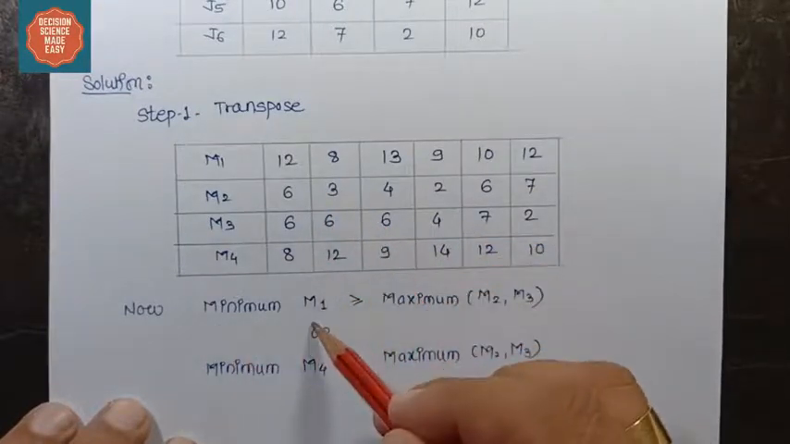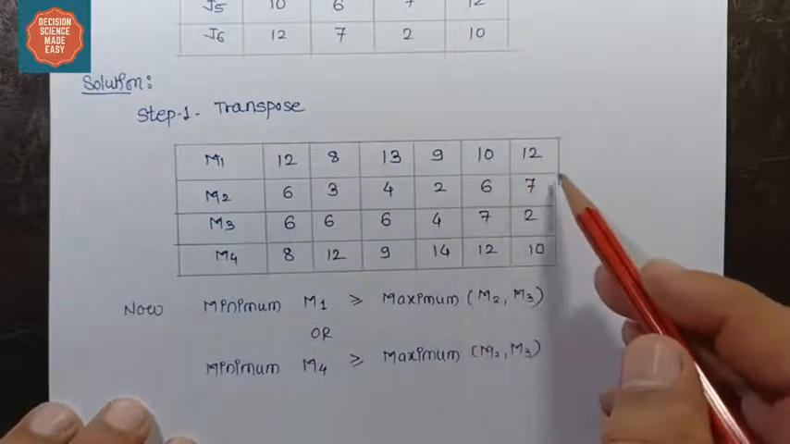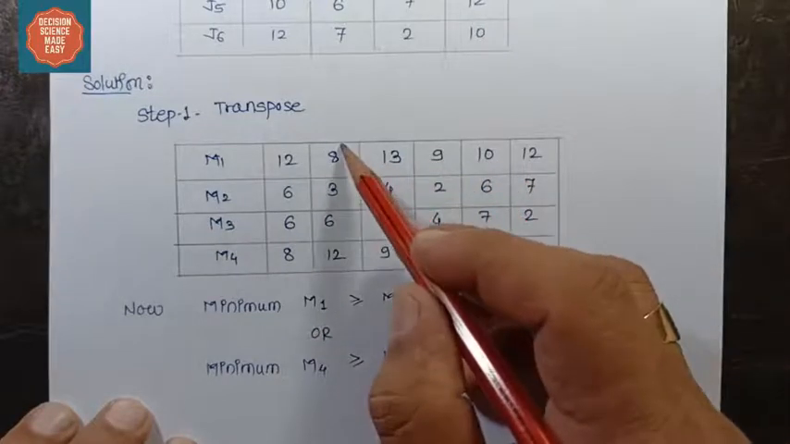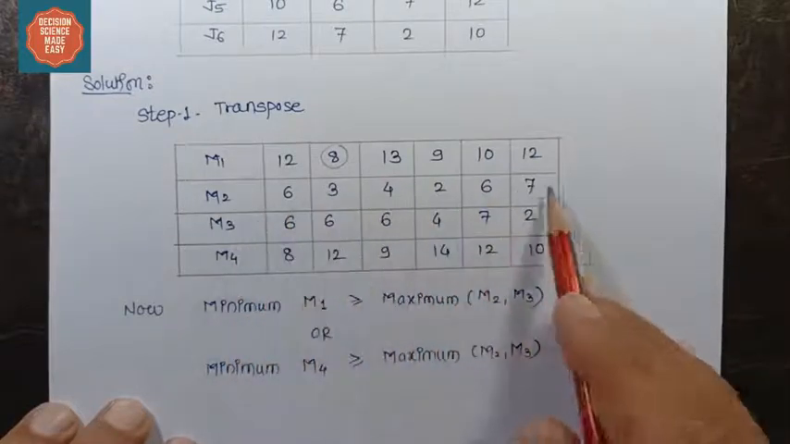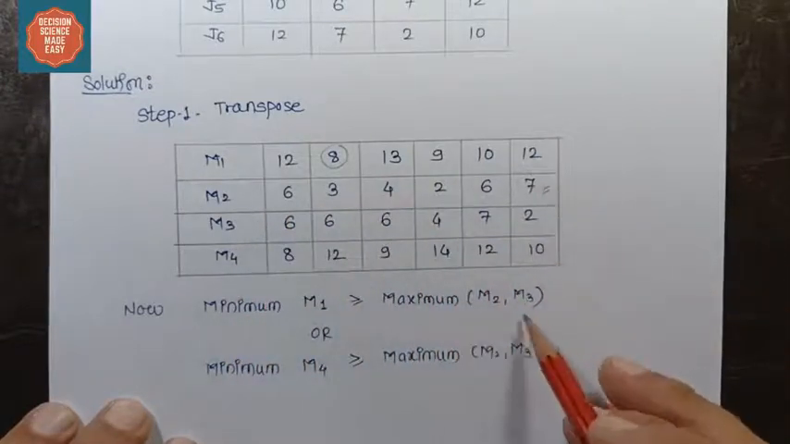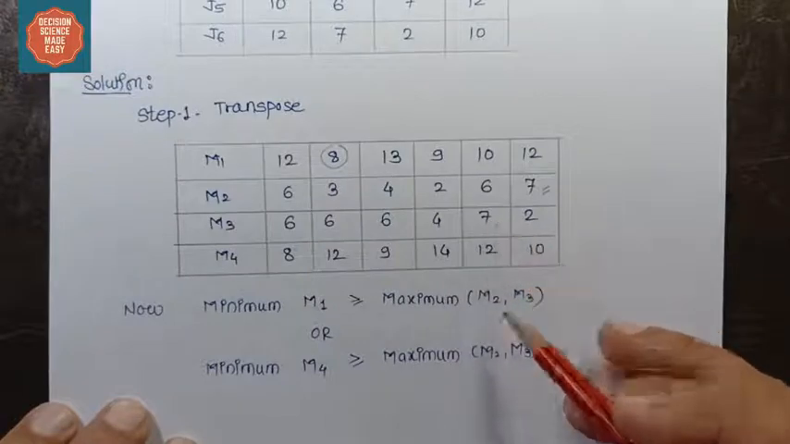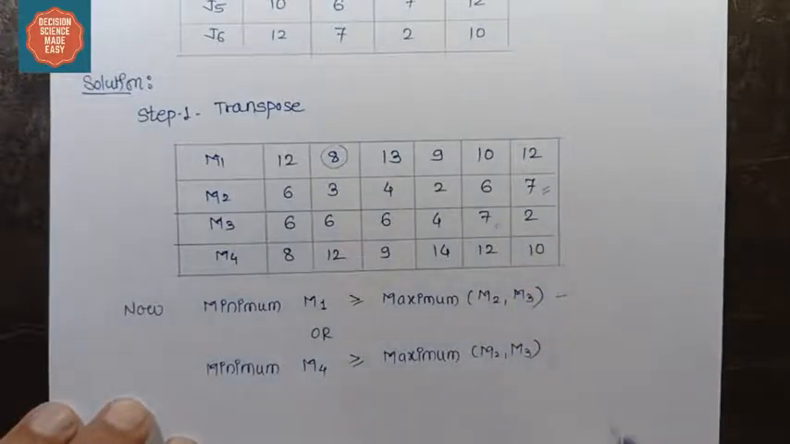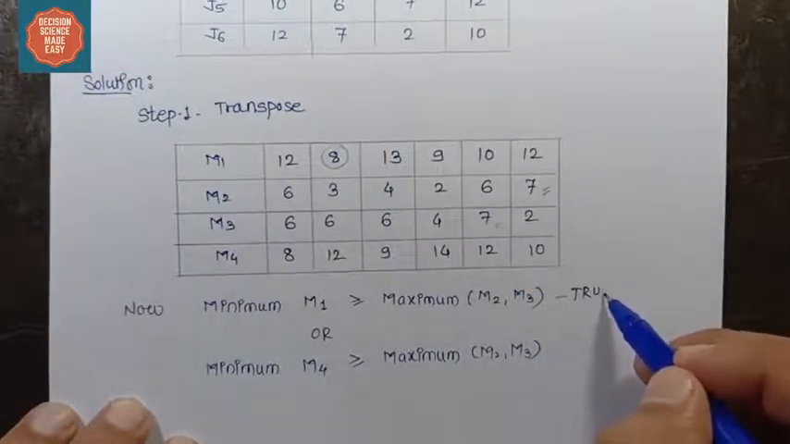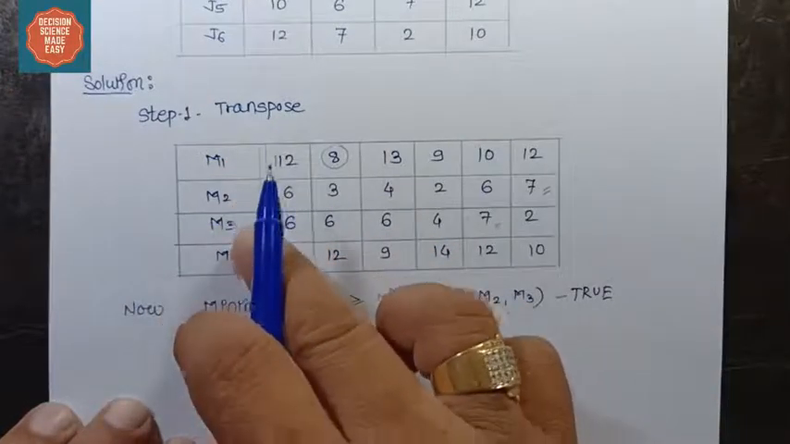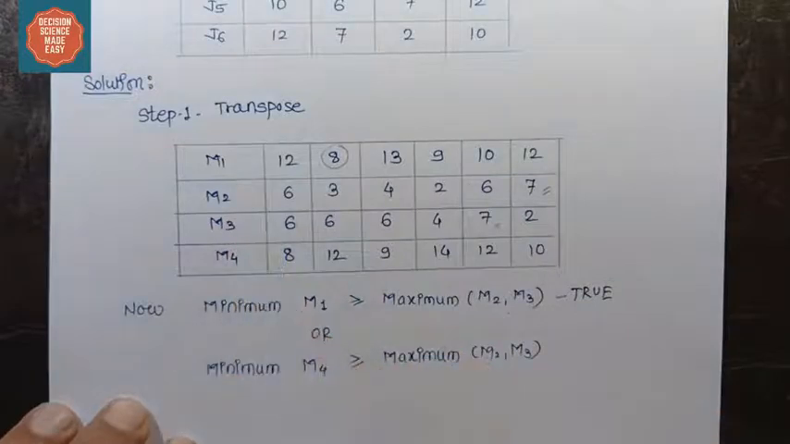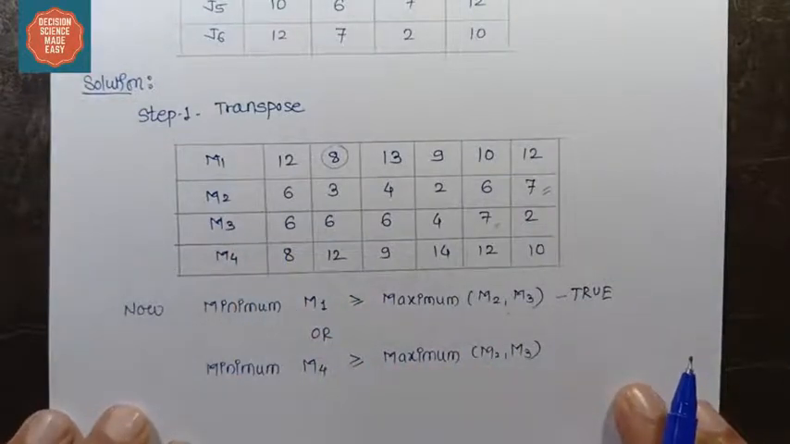The minimum element of M1 is nothing but 8. Is it greater than or equal to the maximum of M2? Yes. And M3? Yes. So this is true. Hence we can say that whatever the sequence is given to us, that is M1 to be followed by M2 to be followed by M3 and M4, this sequence is right. So we can go for it.